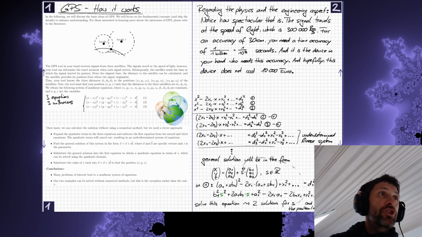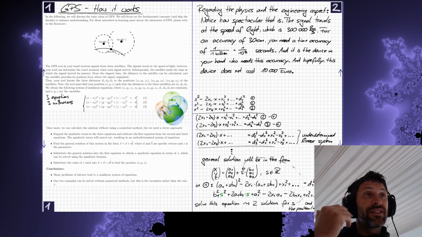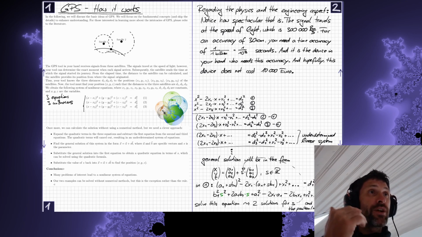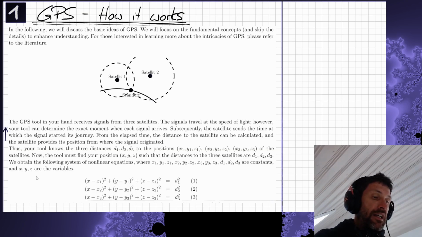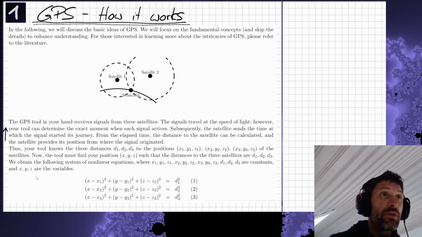Let's talk about GPS. How does it work? And we will see there will be a system of equations, a nonlinear system of equations. So we will see that a practical question present in our everyday life has to do with a system of nonlinear equations, and this will be very, very interesting. Let's discuss the basic idea of GPS, not every single detail, but the basic idea.